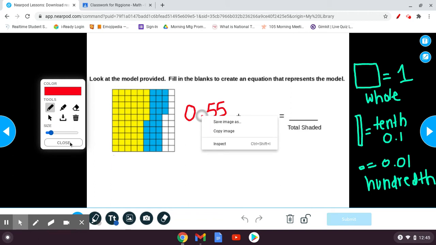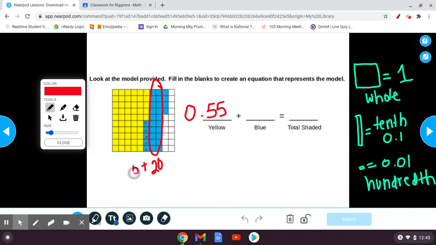Now we're going to take a look at the blue, and we're going to do the same thing. So I'm going to look at first what's completely filled in. Because I know that 2 entire columns, there's 10 in each column, so I know that there's 20 there. And then I can see 1, 2, 3, 4, 5 additional little blocks. And 1, 2, 3, 4. And again, I know that there are 29 little blocks, but because we're working with decimals, those little blocks are each worth a hundredth, so we have 29 hundredths.